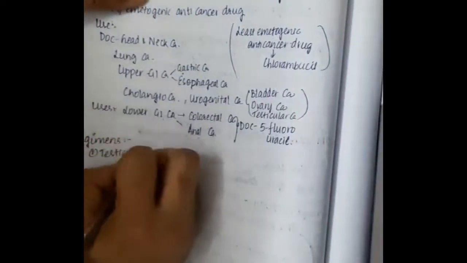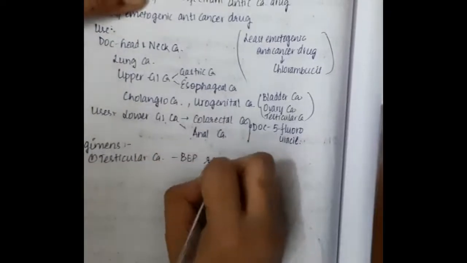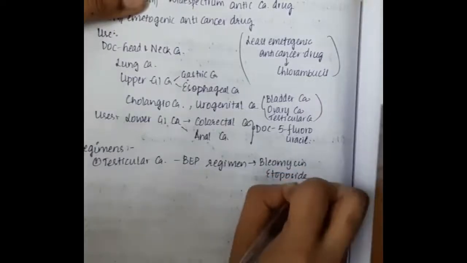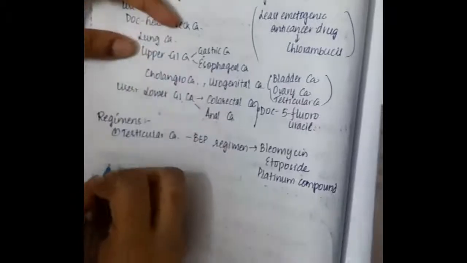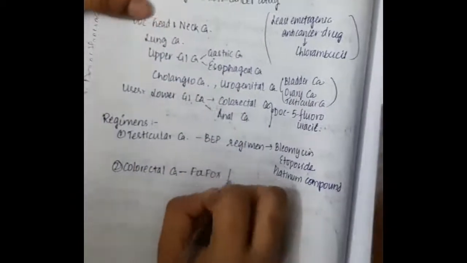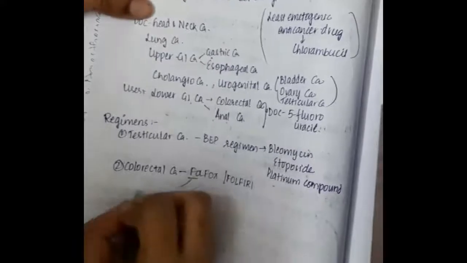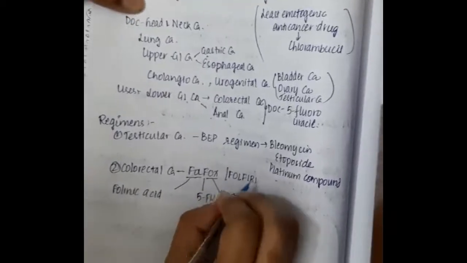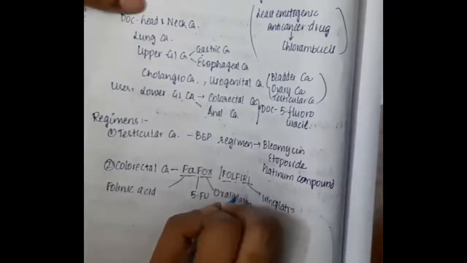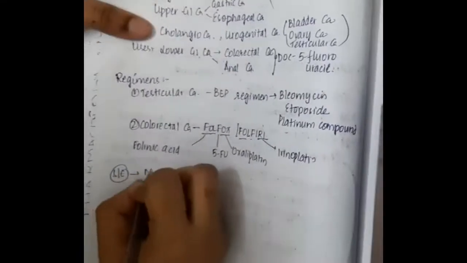So regimens, if you see testicular cancer, the regimen is BEP regimen, which includes bleomycin, etoposide and platinum compounds, whereas the regimen for colorectal carcinoma is FOLFOX regimen, or we also have FOLFIRI regimen. FOLFOX regimen includes folinic acid, 5-fluorouracil and oxaliplatin, whereas FOLFIRI regimen has irinotecan, that is folinic acid, 5-fluorouracil and irinotecan.